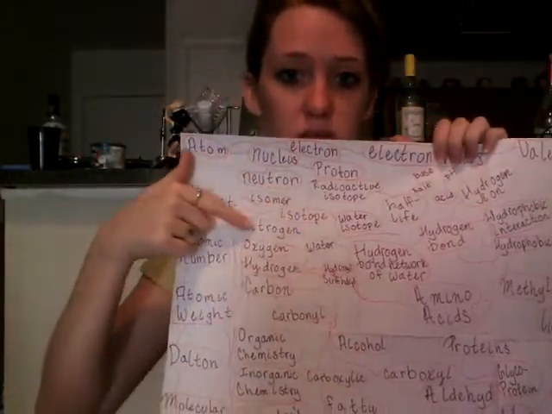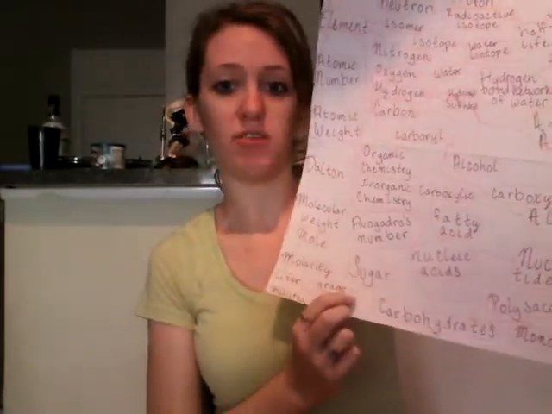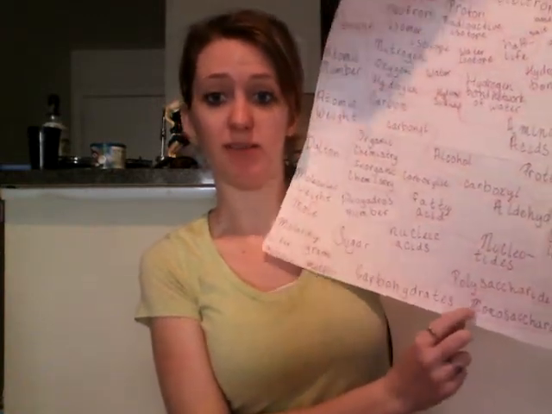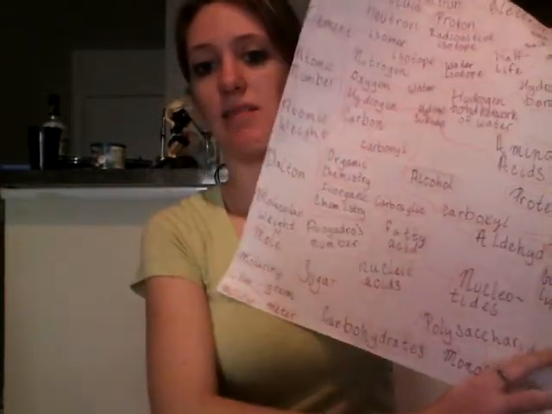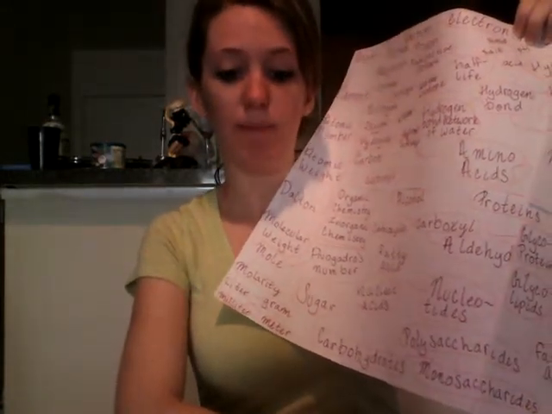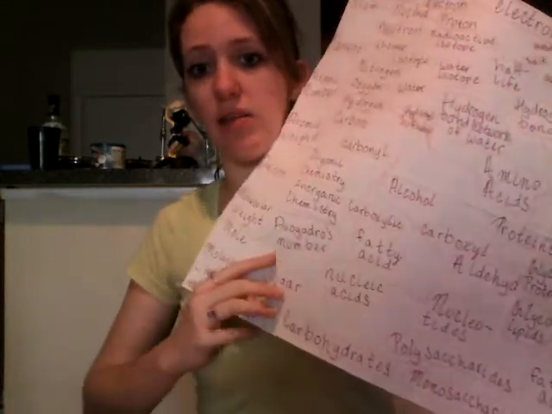Oxygen, carbon, and hydrogen all come together and make sugar, which is a carbohydrate, which is made out of monosaccharides, which make polysaccharides. And carbohydrates also help in creating nucleotides, and they join along with a phosphate group and a base to make nucleotides, which then join together and create nucleic acids.